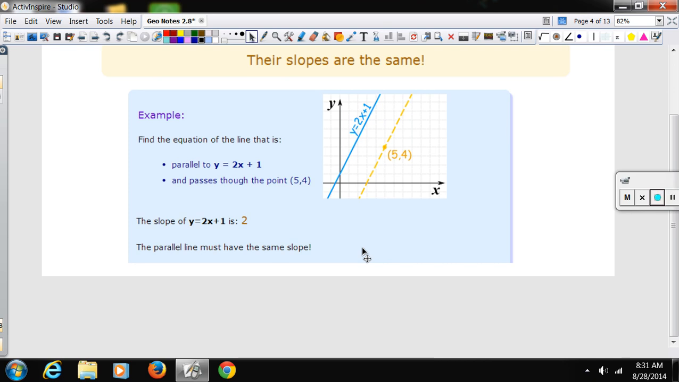That's the first step, to find the slope of your new line, which is going to be the same as the old line because they're parallel. They're the same. So we already know that this is going to be y equals 2x. We just don't know where this yellow line is going to cross way down here. Where is it going to cross the y-axis? That's what we've got to figure out, because we need to find our b. But right now we have the slope is 2, and the parallel line must have the same slope, 2.